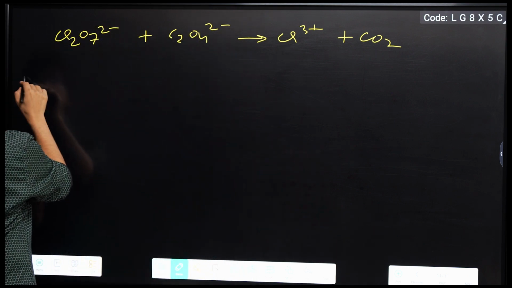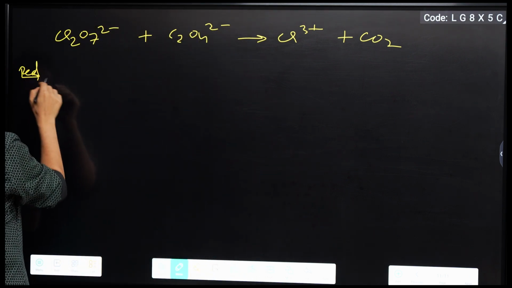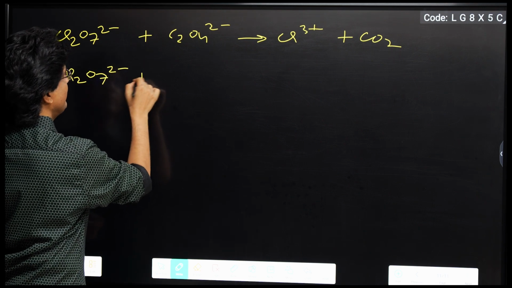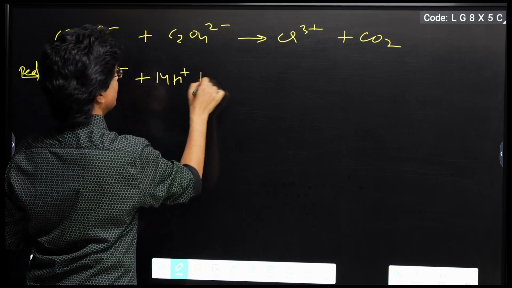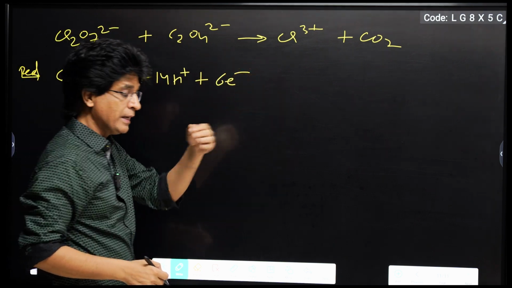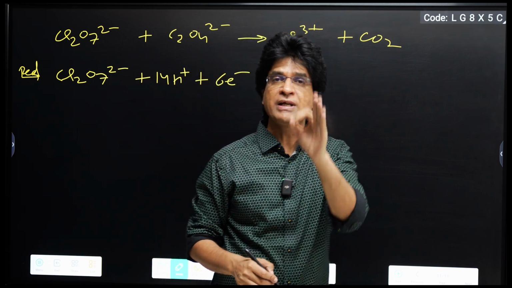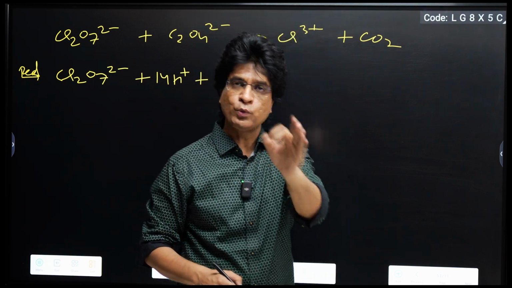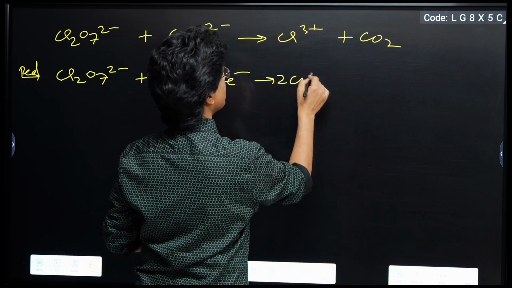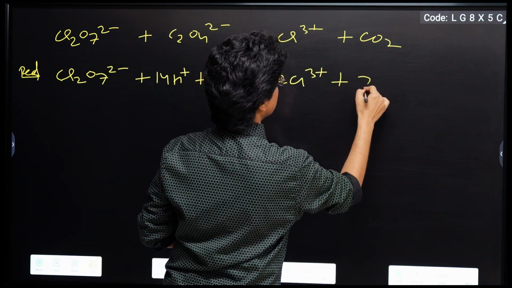So write down the reduction reaction. I'll write it down because I have learned it a short while ago. So it will be 14H plus and 6 electrons. Now see how much easier it has become for me to write down this reaction, and trust me, they hold up to 70 to 80% of the questions asked in redox reactions. So this will be 2Cr3 plus and 7H2O.